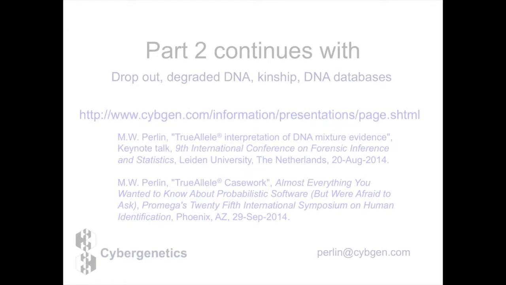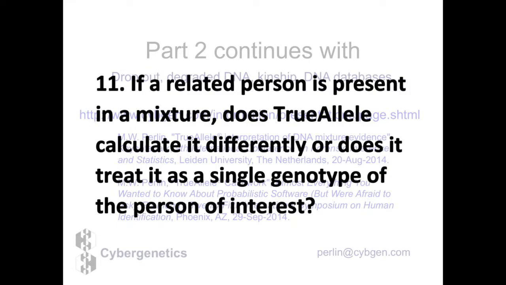The next question is, if a related person is present in a mixture, does TrueAllele calculate it differently, or does it treat it as a single genotype of the person of interest? And the answer is TrueAllele separates out mixtures, and that's what it does. It doesn't treat it differently, and that's handled in the match comparison and the likelihood ratio.